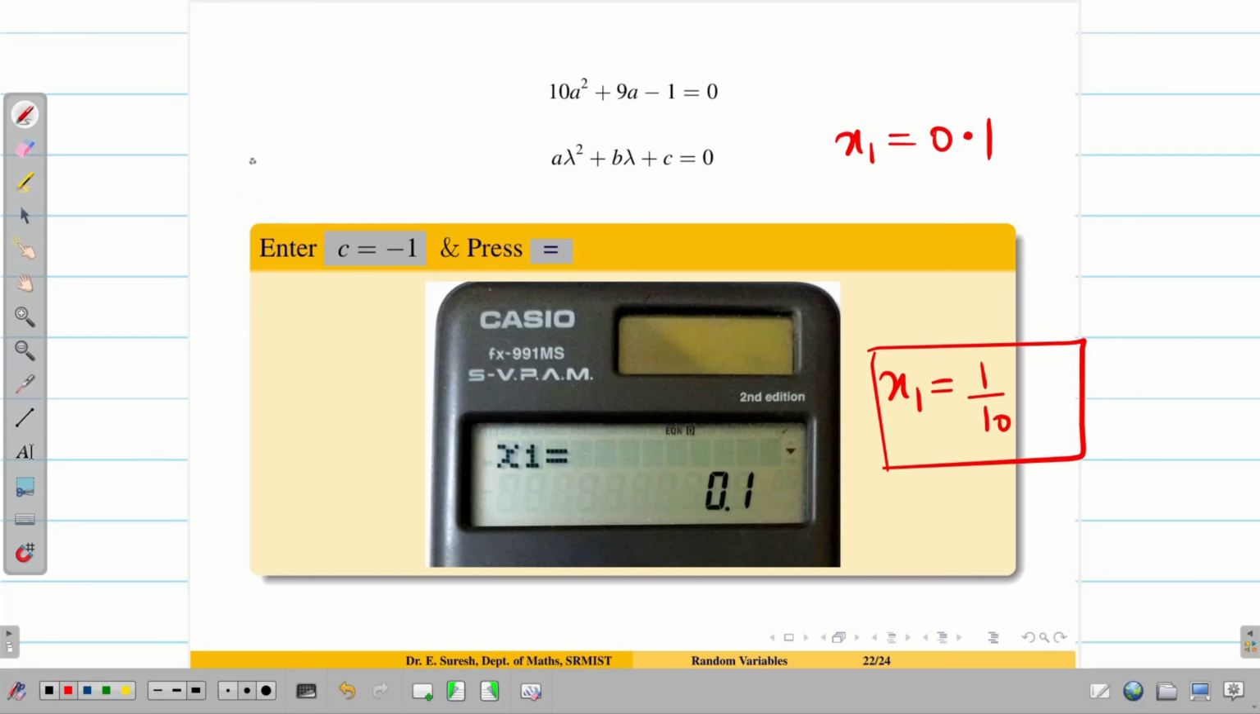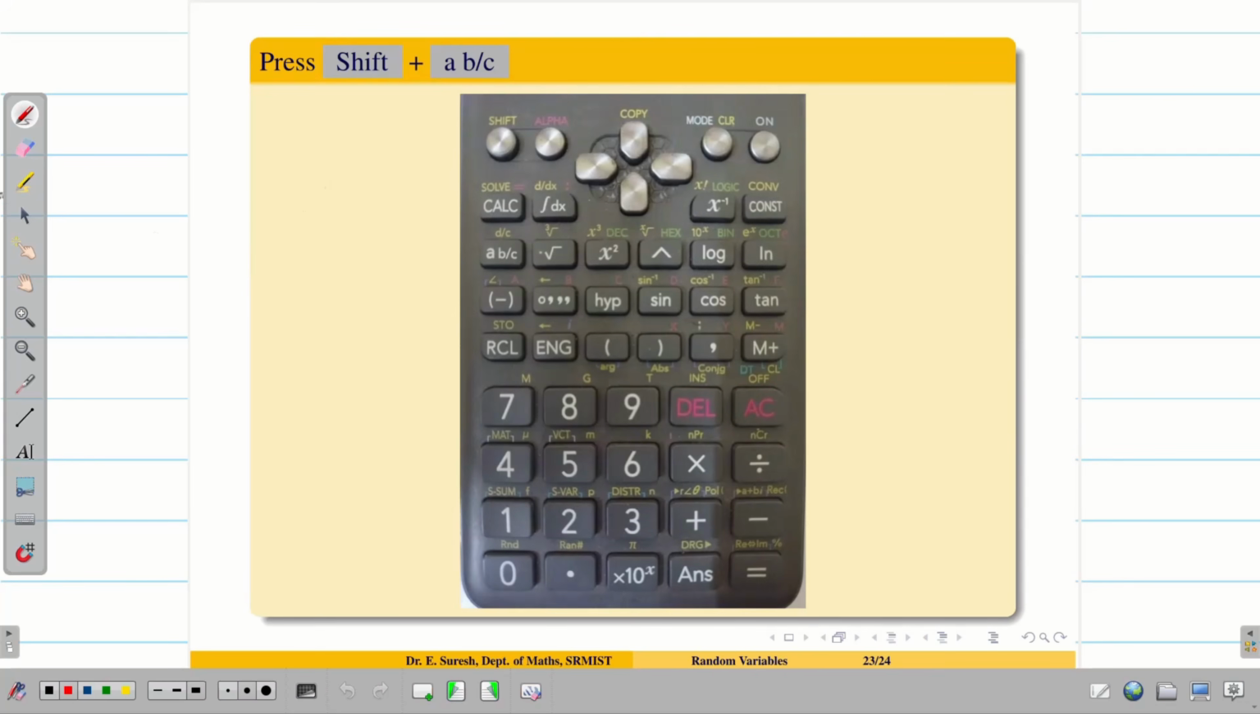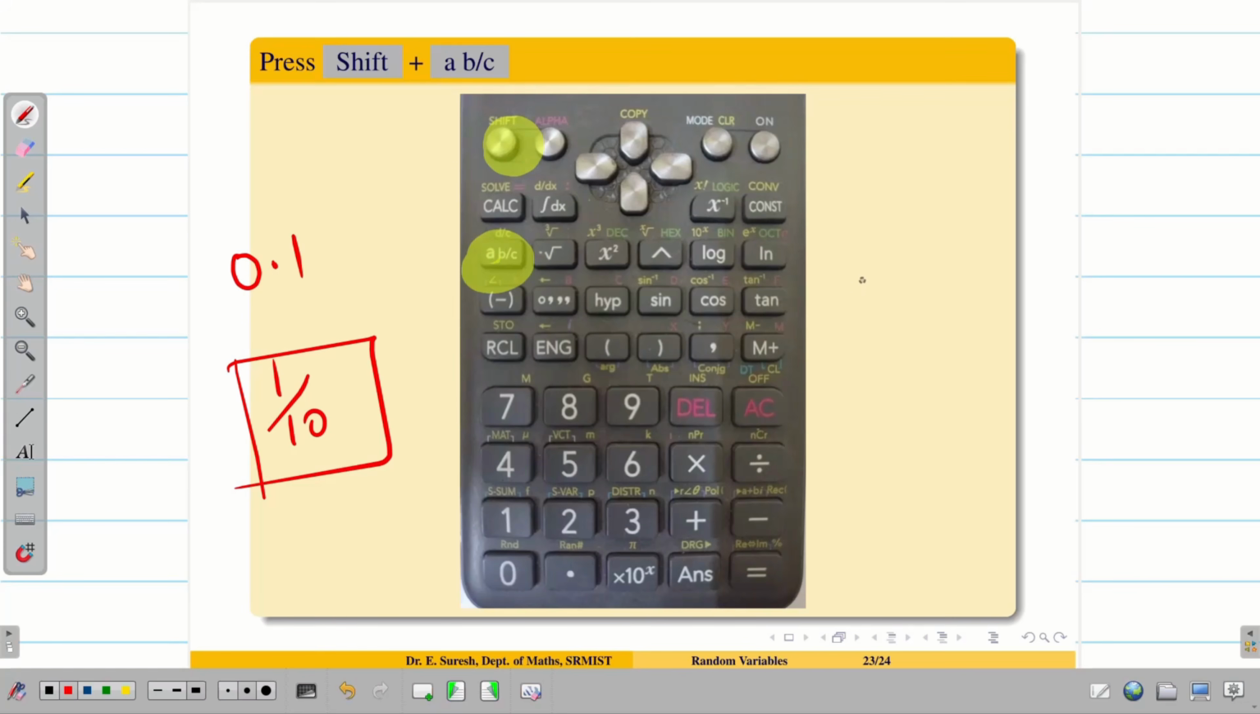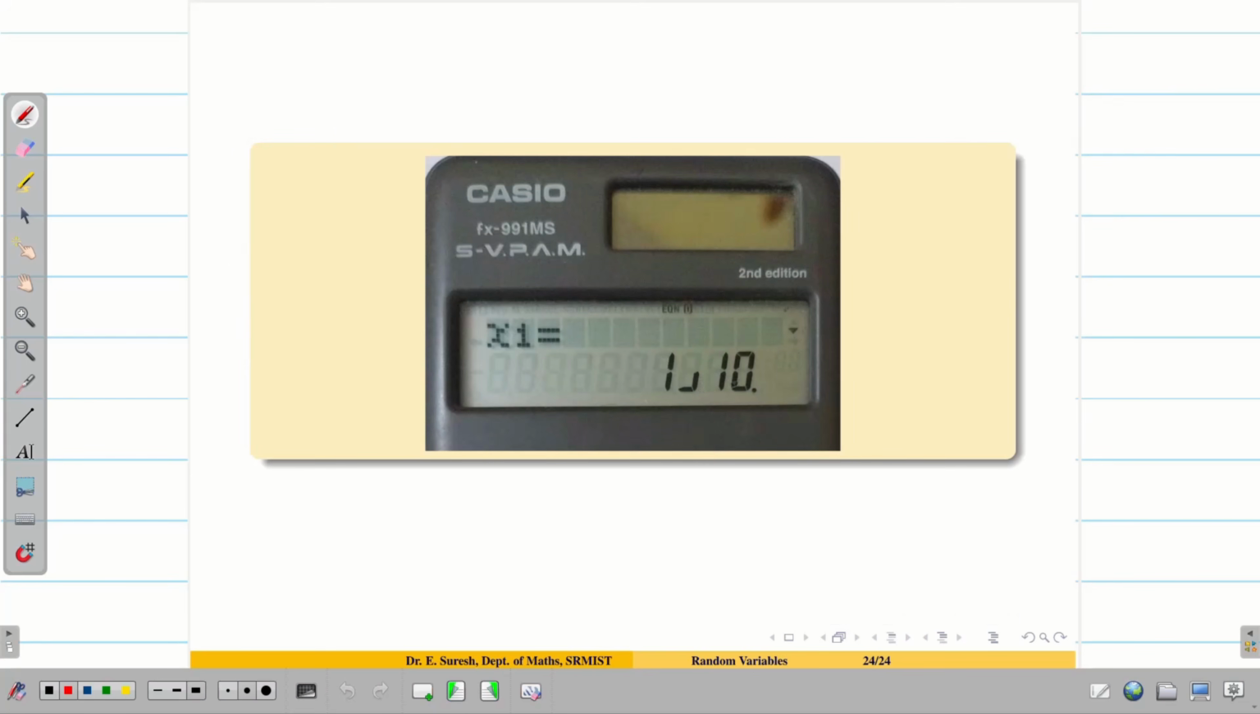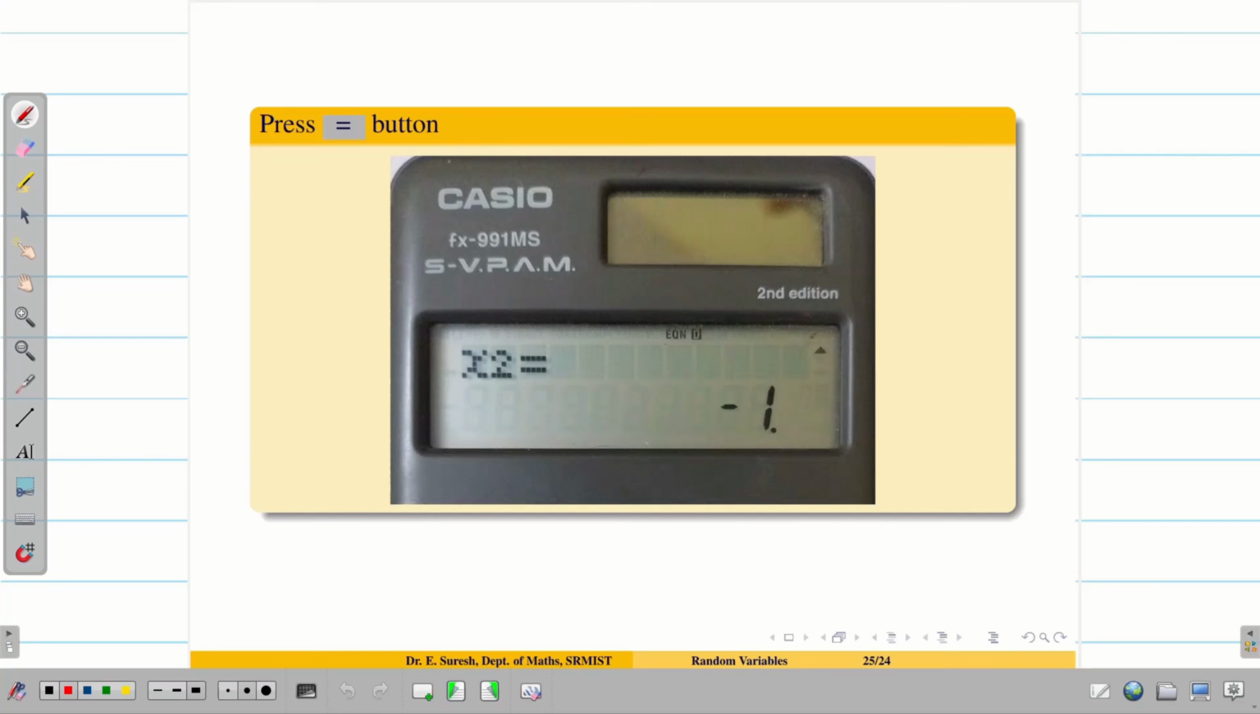But in some situations you may get x equal to 0.65 or 0.432, something like that. If you want to express in fractions, go to your calculator. You can press shift plus this button, ABC, which converts the decimal into a fraction. So it will not display like 1 by 10. The display will be like this. The meaning of this is 1 by 10. If it shows like this, the answer is 3 by 5. So now when you press shift plus ABC, it will give 1 divided by 10. So my first root is 1 by 10. Now when you press equal to again, you'll get the second root, minus 1. Therefore, my roots are going to be 1 by 10 and minus 1.